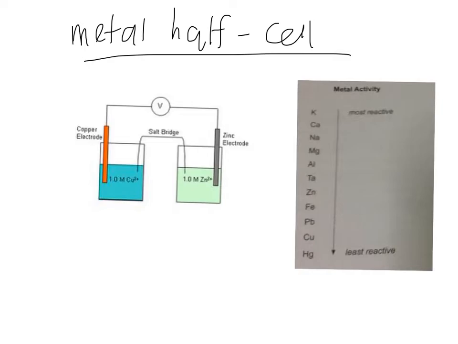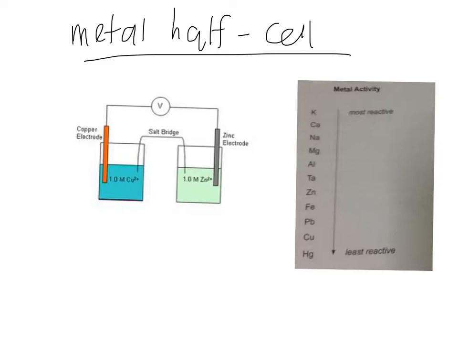At the same time, we also know that it is a metal half cell under the galvanic cell, because the two electrodes are made of metal, and each metal electrode is immersed in a solution containing its own ions. So you can see here, the copper electrode is immersed in a solution of copper ions, and the zinc electrode is immersed in a solution of zinc ions. So remember, a redox reaction is supposed to take place.